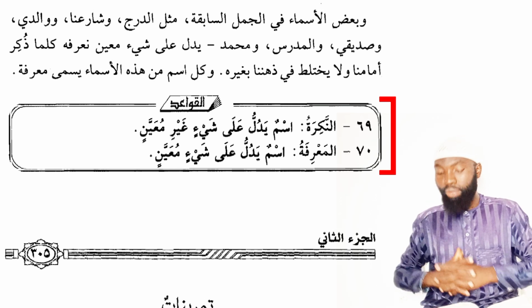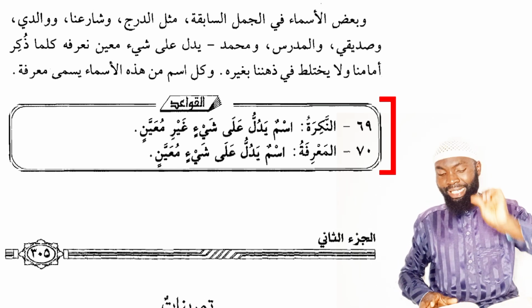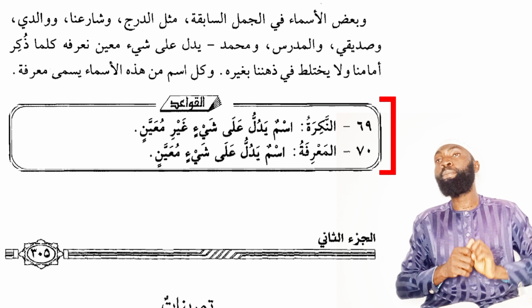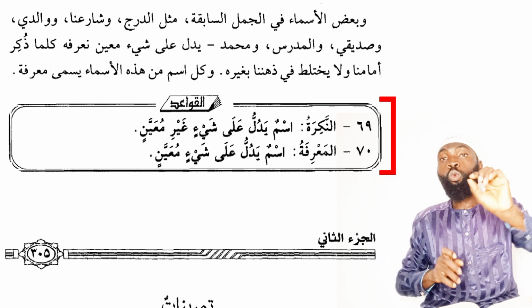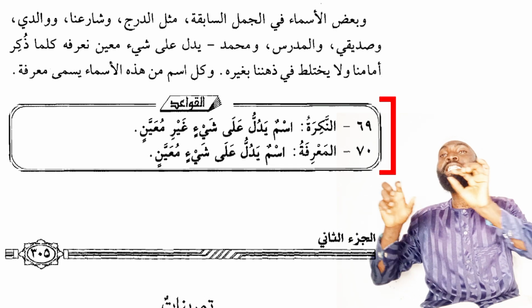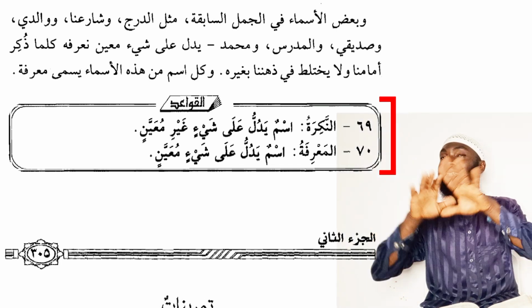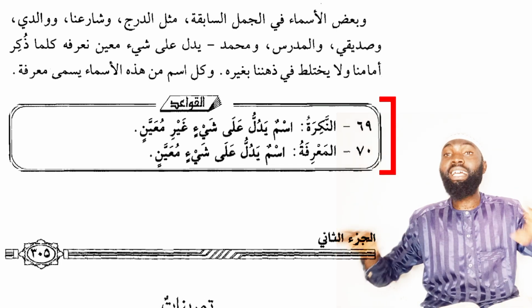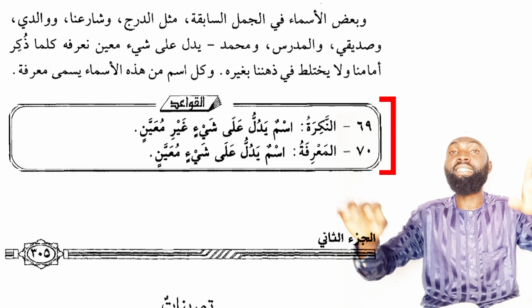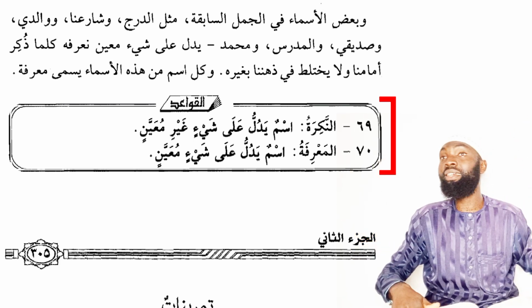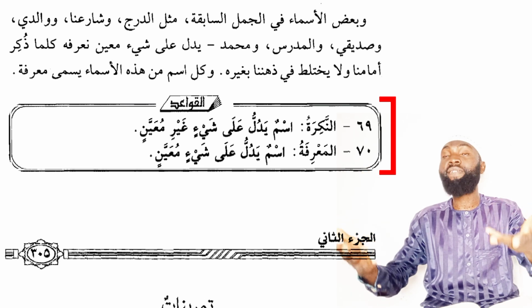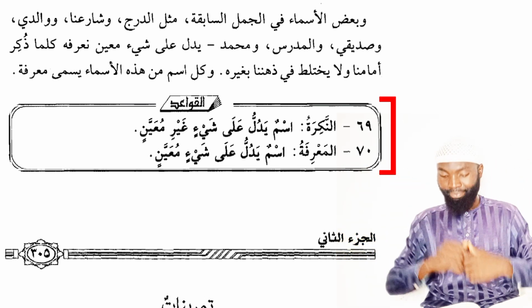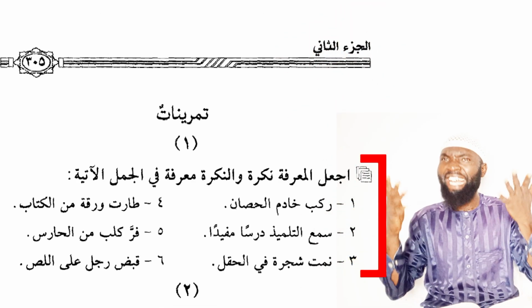The second rule says that al-ma'rifatu ismu yadullu ala shay'in mu'ayyanin. While the definite noun is the type of noun which points to a specific thing. So this is very easy. Definite nouns are nouns which are representing definite things and specific things, while the indefinite nouns are nouns which are unspecific in their terms. Now we have tamrinat, exercises.